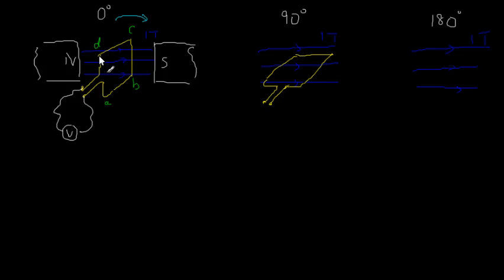Now we need to keep track of the sides, and so I'm going to follow the corners as it rotates. So DC would have come down here, and AB would have rotated to here.